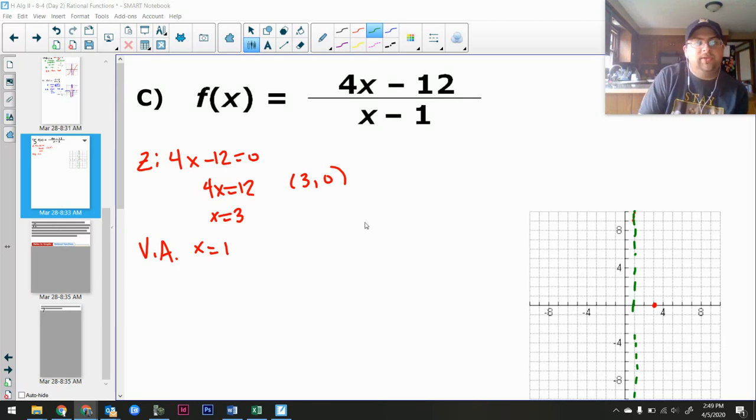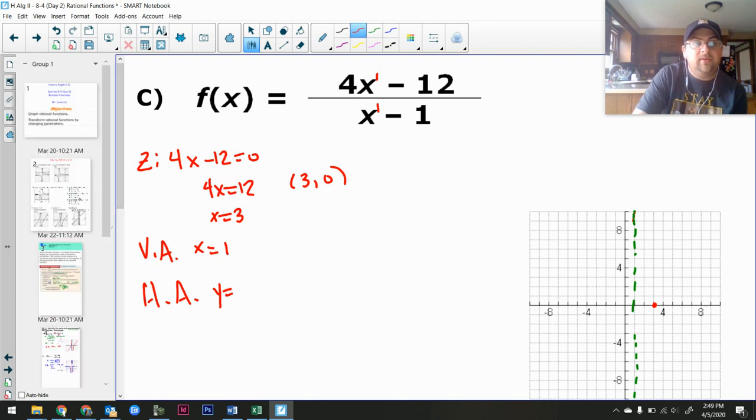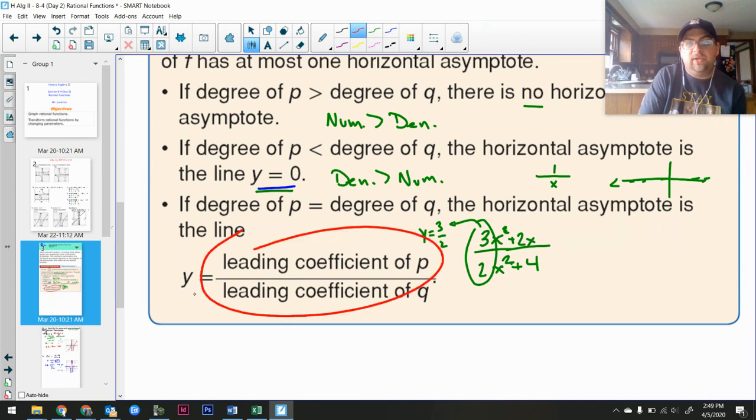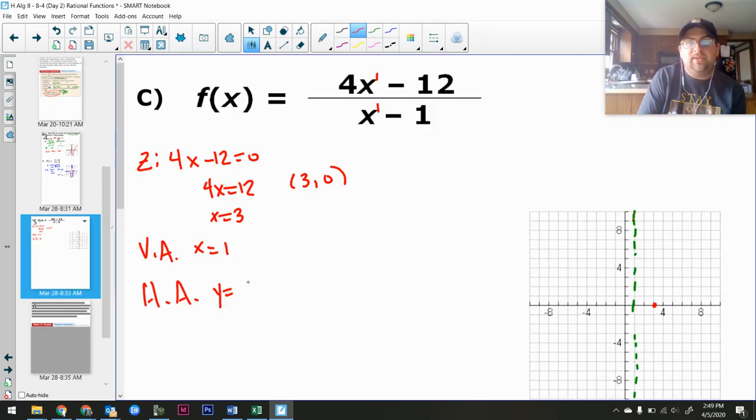Okay, and then we do the horizontal asymptote. Now, we look at the degrees here, and what do we notice about this? The degree is 1 here, the degree is 1 here. So if they're even, this is the rule: leading coefficient of the top divided by the leading coefficient of the bottom. So that means 4 over 1. Oh, okay. So that means it's y equals 4. So horizontal asymptote at y equals 4. Ooh, kind of went above 4 a little bit.